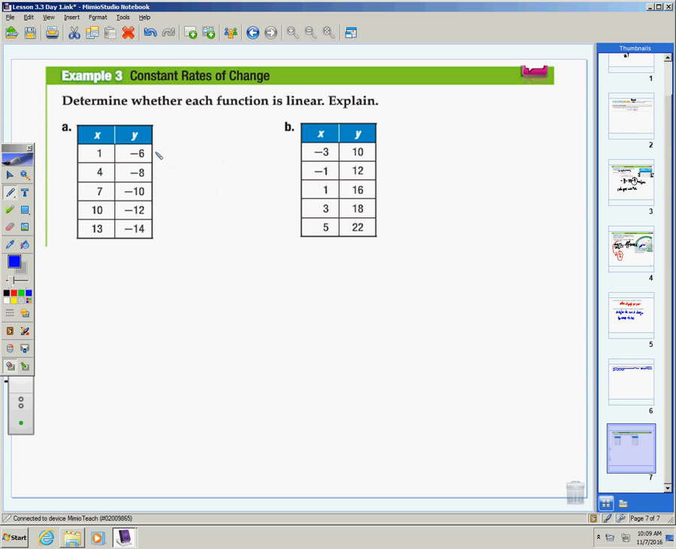Well, here I can see y is going -2 every single time. And here on the left, x is going up 3 every time, so we're adding 3. And notice, every time I add 3 to x, I go down 2 for y. So my rate of change is always -2 over 3. Between any of these points, it always is going to be -2 over 3. So is this linear? Yes. It has a constant rate of change.